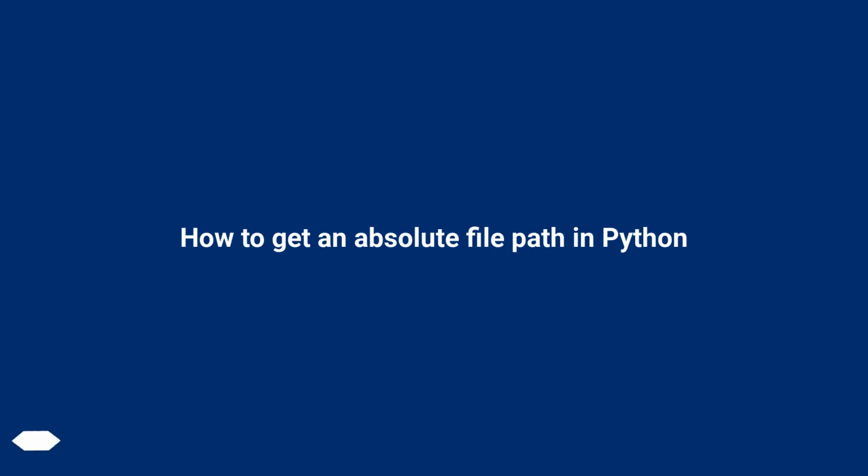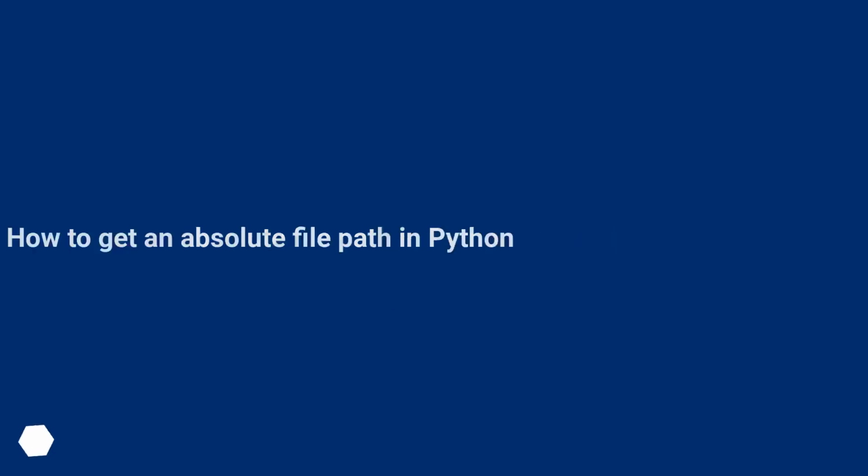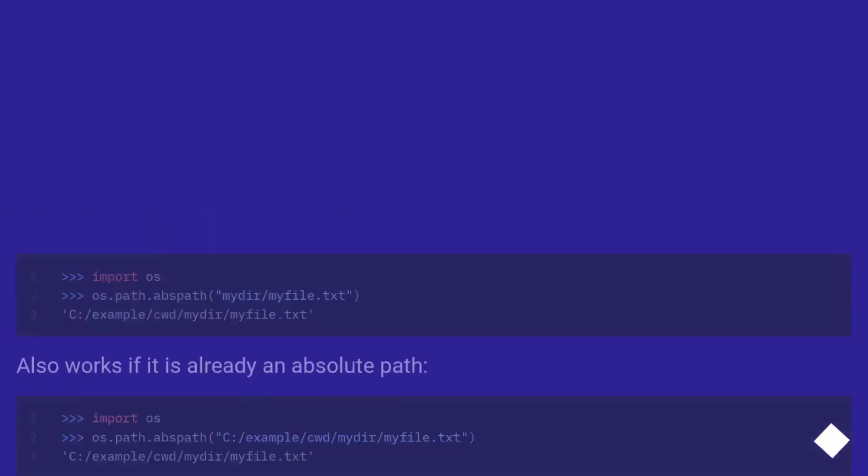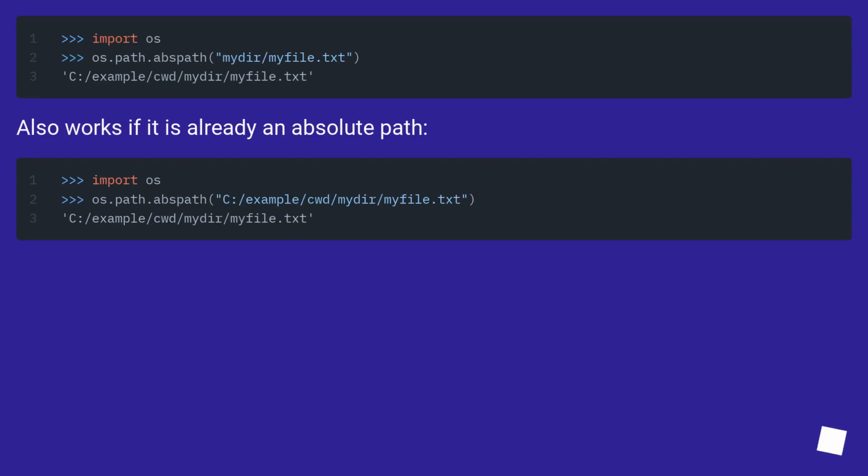How to get an absolute file path in Python. Given a path such as /myfile.txt, how do I find the file's absolute path in Python? For example, on Windows, I might end up with... It also works if it is already an absolute path.